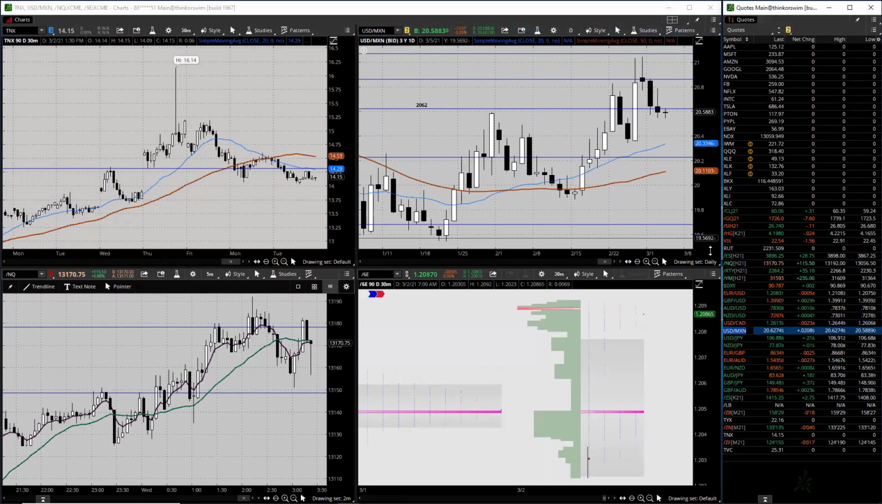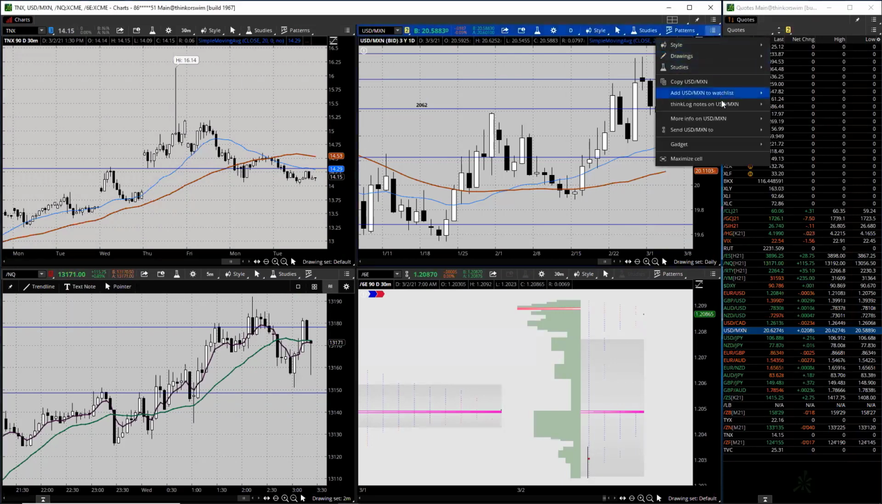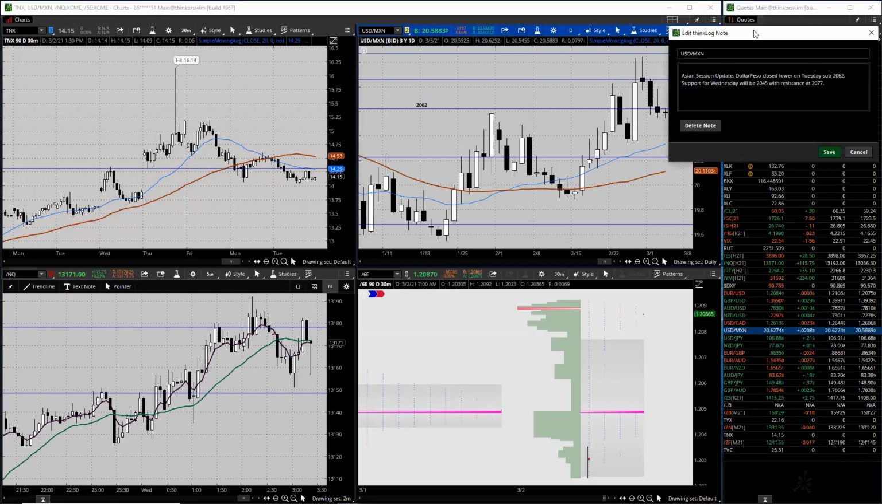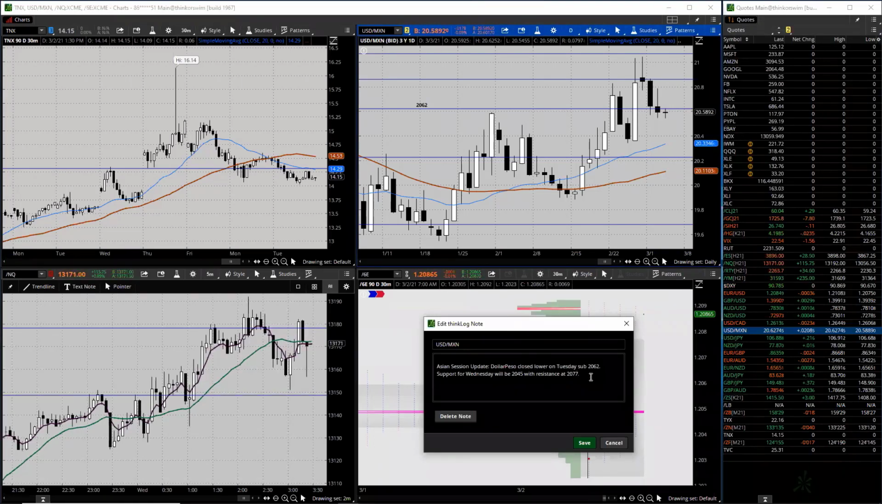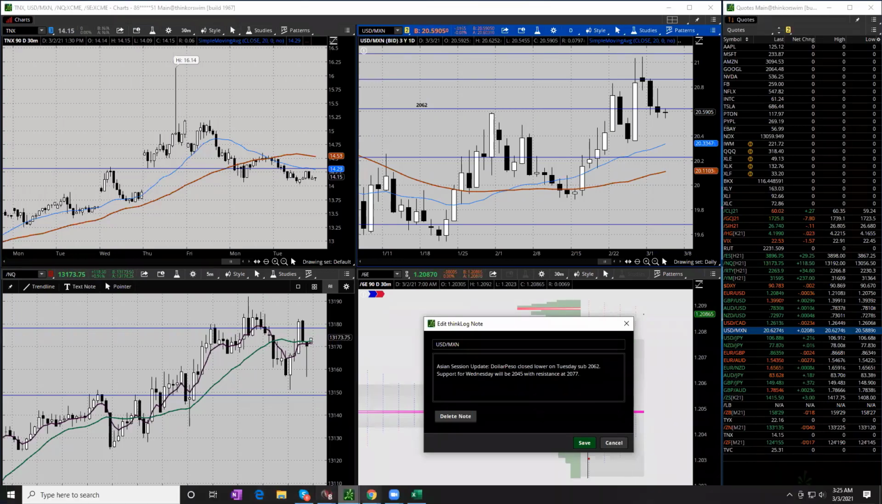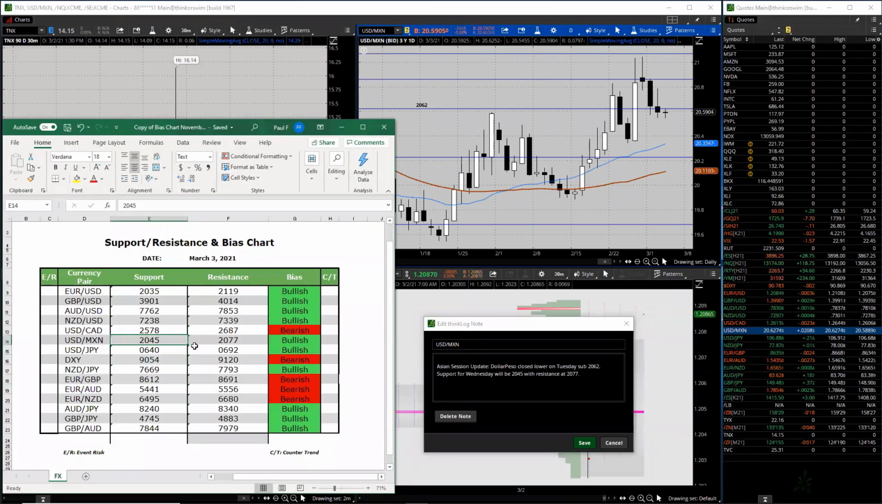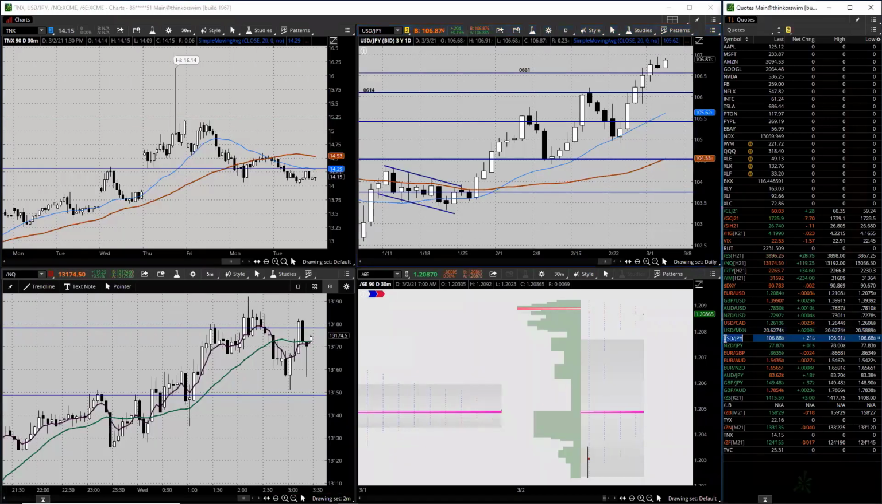And onto the peso. Peso closed lower on Tuesday, sub 20.62. Support for Wednesday will be 2045 with resistance at 2077. So no changes here. On to Dalian.